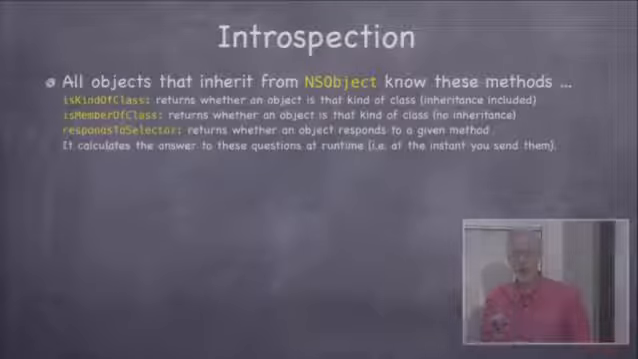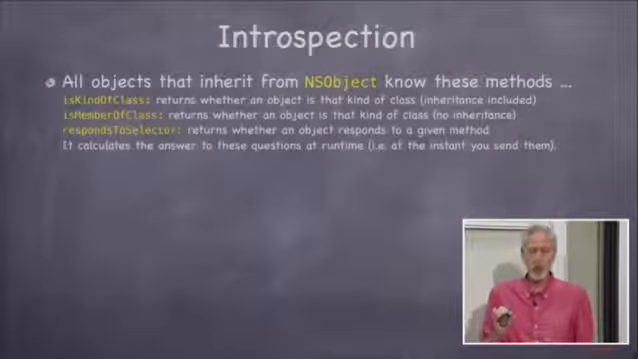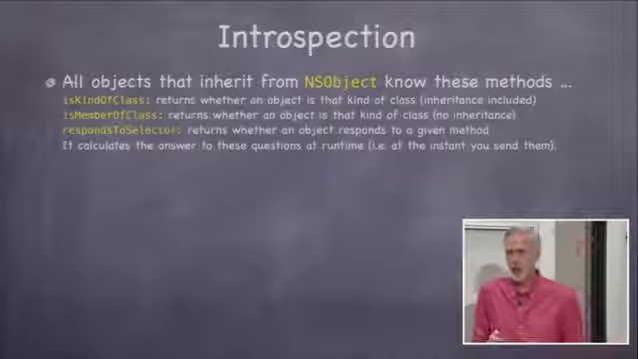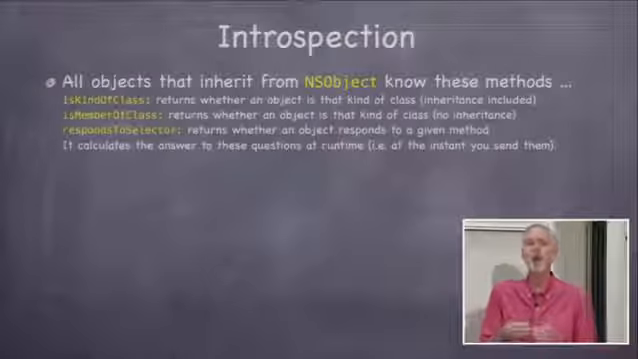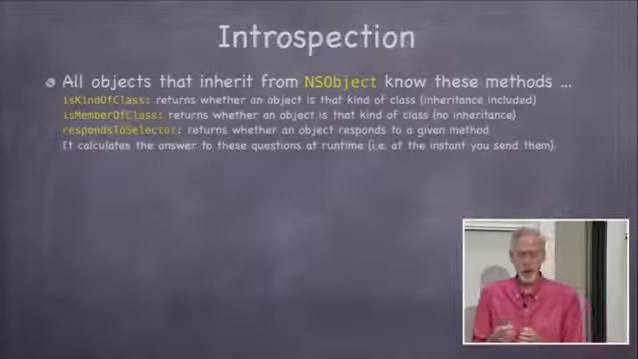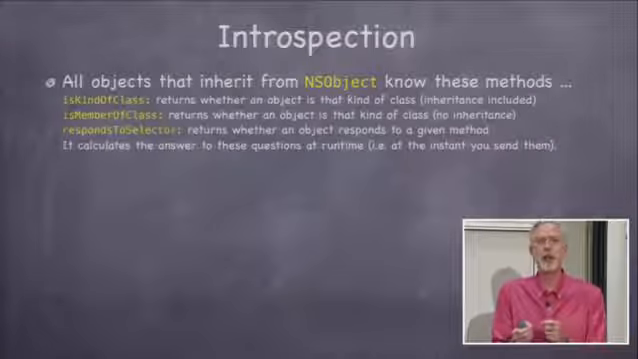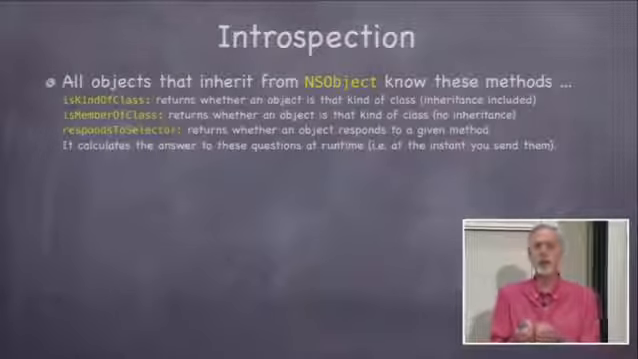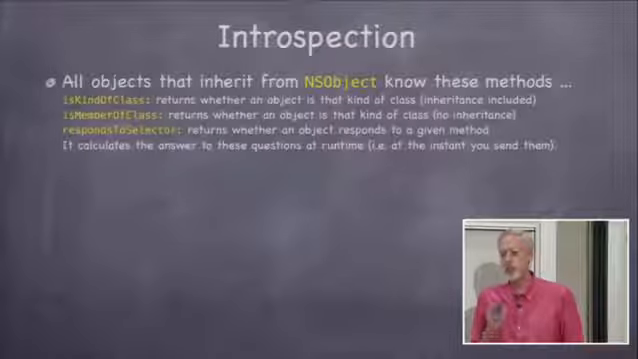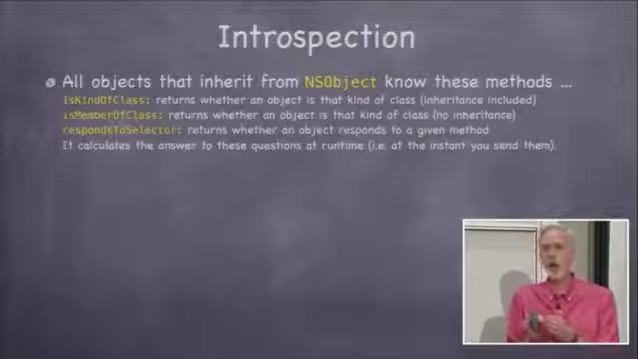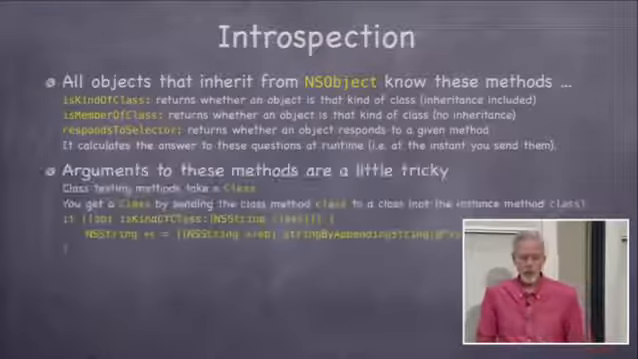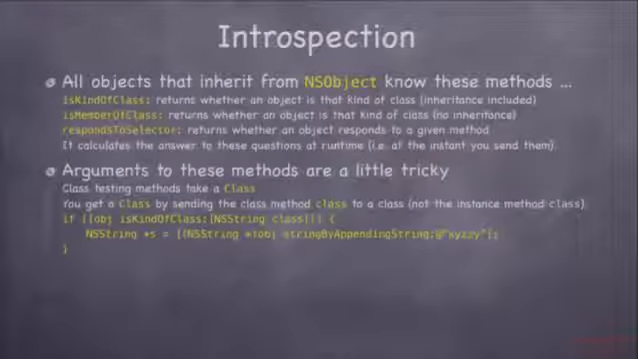All right, so let's talk about introspection though. There's a few introspection methods in NSObject. I'm going to talk about three of them here: isKindOfClass, isMemberOfClass, and respondsToSelector. So isKindOfClass and isMemberOfClass let you ask an NSObject, or anything that inherits from NSObject, are you of this kind of class? Or isMemberOfClass means, are you actually this class? Not this class or something that inherits from it, but actually this actual class. And then respondsToSelector says, does this object that this id points to respond to a certain method?